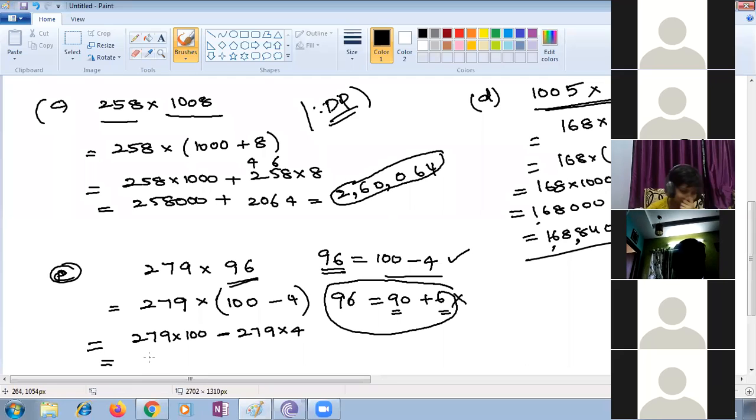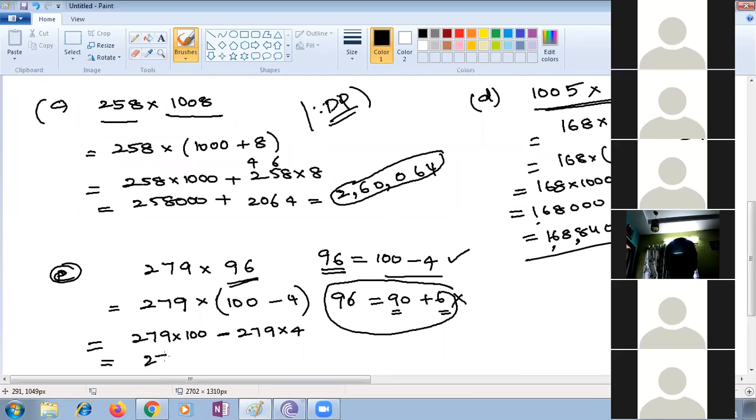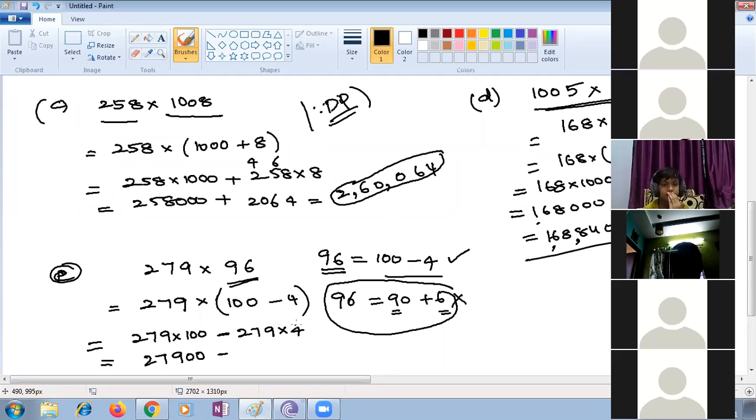Okay, ma'am. The answer is 27900. Very good. Minus 9 4s are, 4 7s are 28, 28 plus 3 is 31, 4 2s are 8, 8 and 3 is 11. Subtract, and the answer is 1116. What more? 1116. Please subtract this and give the answer. Very good.